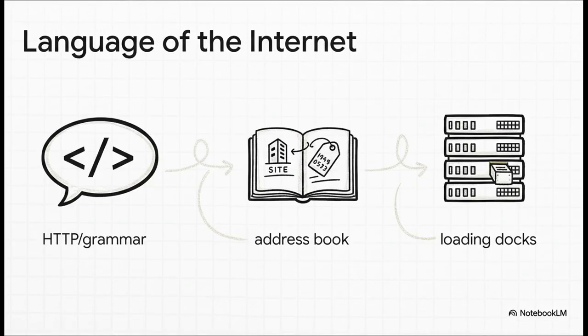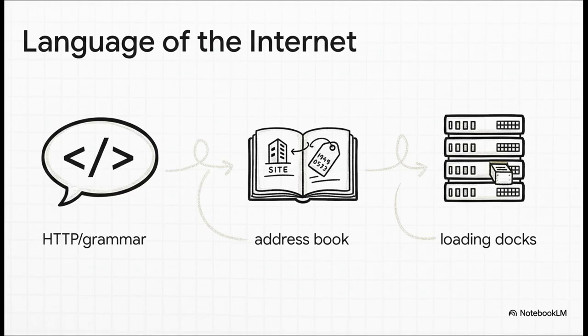Now, this digital conversation isn't just random yelling. It has very specific rules. Think of protocols like HTTP as the grammar of the internet. It sets the rules for how messages have to be structured so everyone understands each other. Then you've got DNS, which is basically the internet's giant address book. You type in a friendly name like wikipedia.org, and DNS translates it into a numerical IP address that computers actually use to find each other.